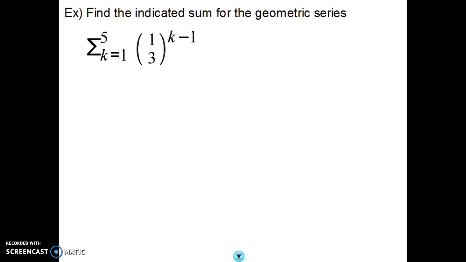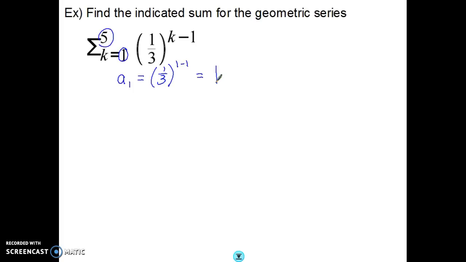Second example, find the sum of the series defined here from the first term to the 5th term. So that means we're finding s sub 5. So again, we're going to need to know what a sub 1 is, first of all. Well, in this case, we can just plug in 1 to find a sub 1. So we have 1/3 times 1 minus 1, which is just 1/3 to the 0. 1/3 to the 0, or anything to the 0, is just 1.